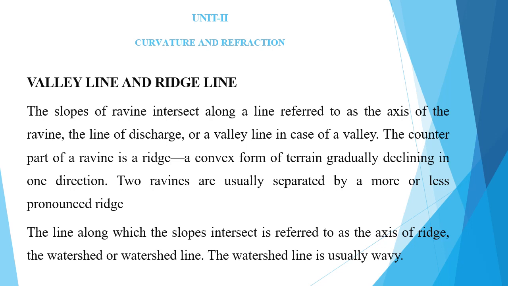Valley line and ridge line. The slope of a ravine intersected along a line is referred to as the axis of the ravine, the line of discharge, or valley line in case of a valley. The contour pattern of a ridge is convex from the terrain, gradually declining in one direction. Two ravines are usually separated by a more or less pronounced ridge. The line along which the slopes intersect is referred to as the axis of the ridge.